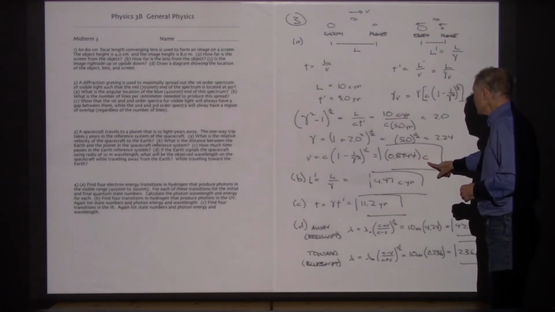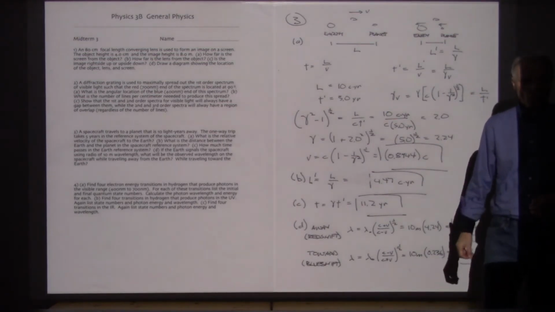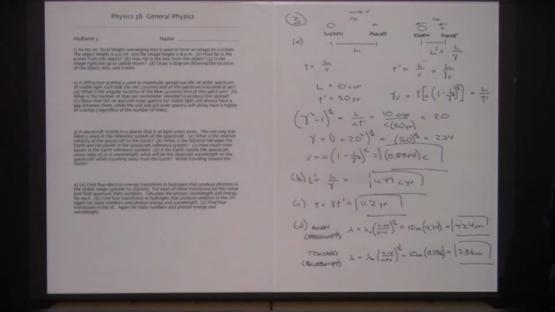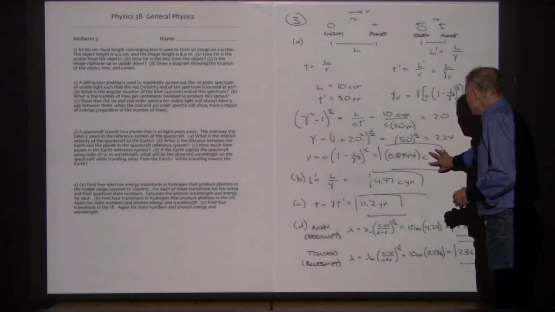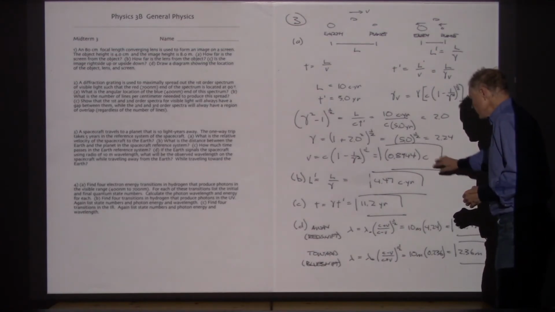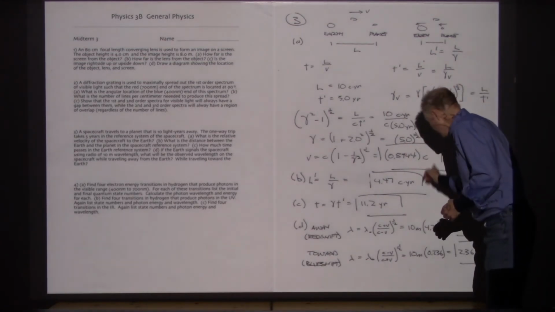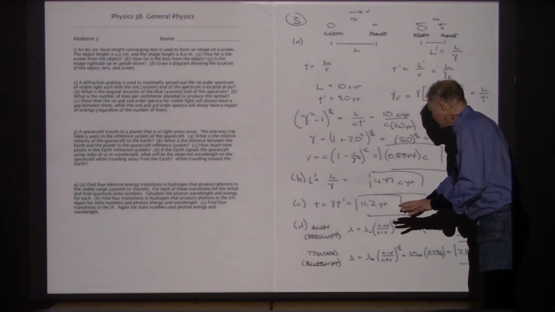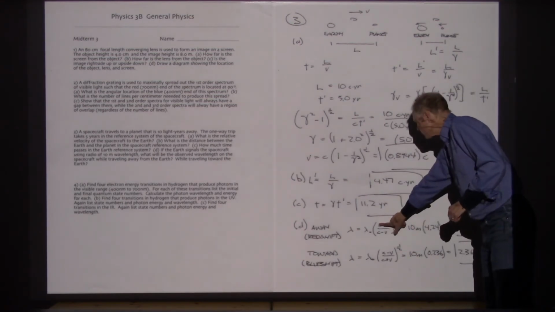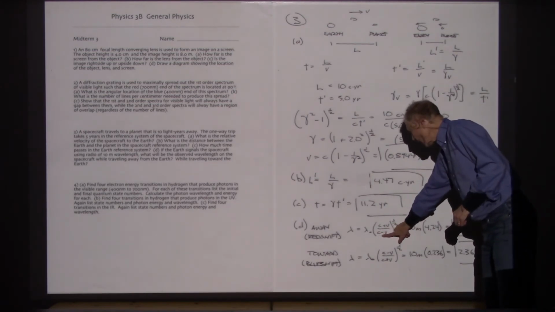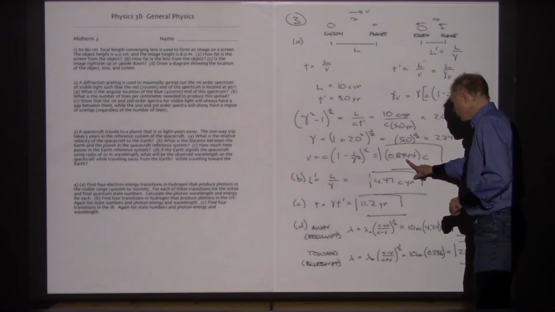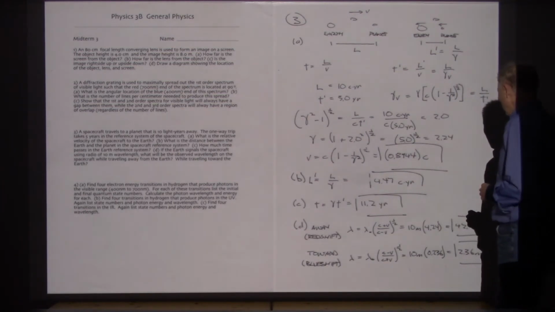0.8944 times c. And as we've been doing in our other examples, we want to write this velocity in terms of c. We don't want to write it in meters per second. We want to find out what fraction of c is the velocity that we need. And so plugging that into here, the c's all cancel out. This is going to become 1 plus 0.8944 divided by 1 minus 0.8944, and then we take a square root of the whole thing.